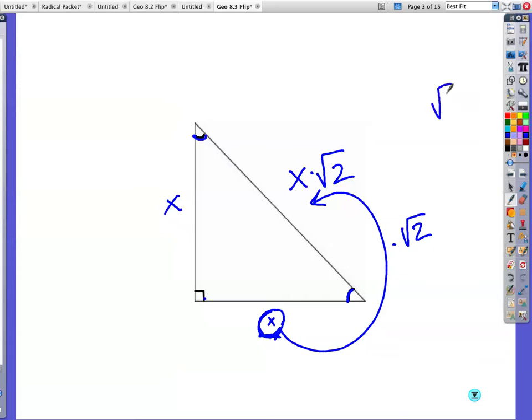Please do not write square root 2x, because then that radical sign, where does it end, where does it begin? We always write that out front. Otherwise I'm going to count this wrong.